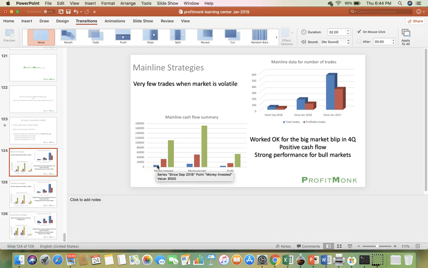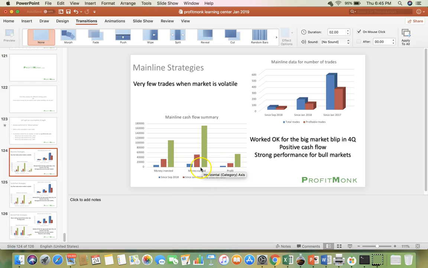So you have invested about $8,500 since September 2018. That's the money you invested, and you have made about 13,700. So it's been quite reasonable, about 4,700 positive. And given that the trades made have not been too many, it's been okay for the big market blip in fourth quarter. The cash flow is positive.